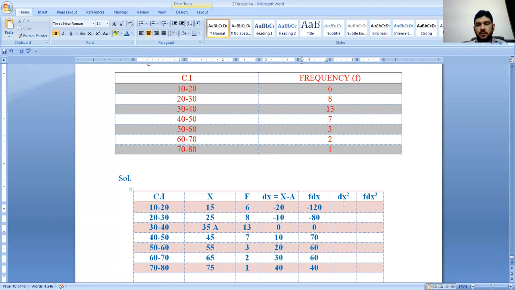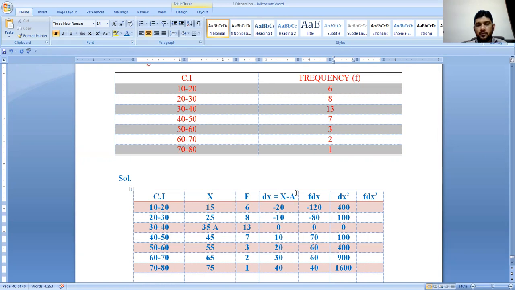Now we have to find the square of these deviations, that is dx will be converted into dx square. dx, that is minus 20, it will be 400. And next one is 100, then 0, then 100. Next one is 400, then 900, and 40 into 40 is equal to 1600.